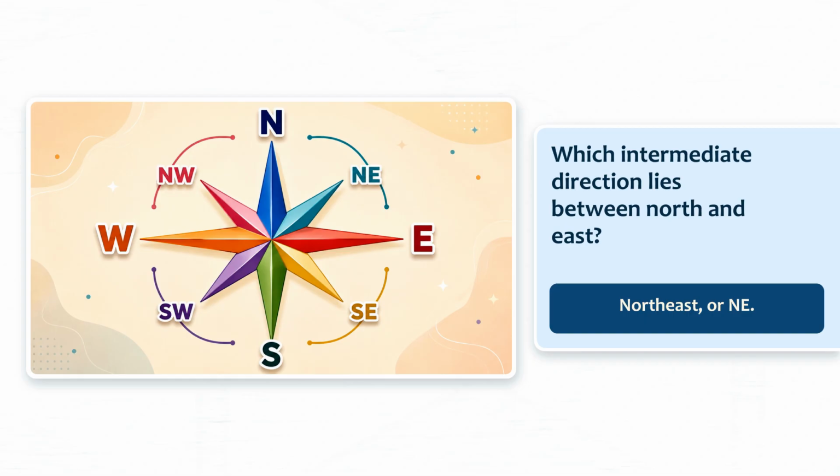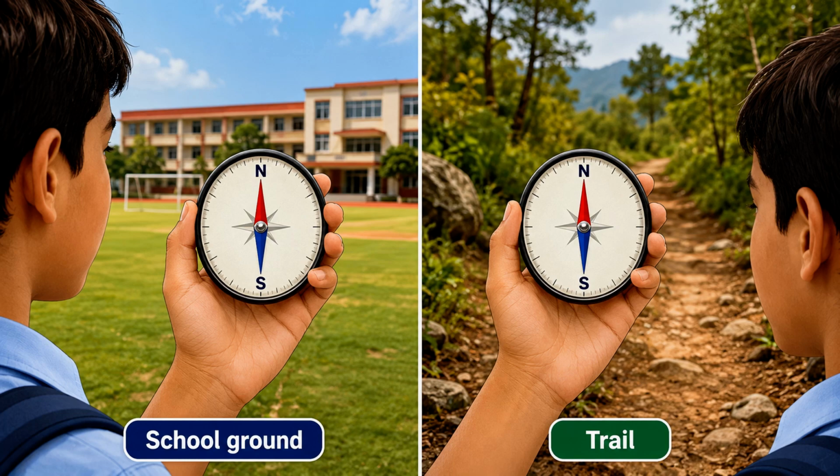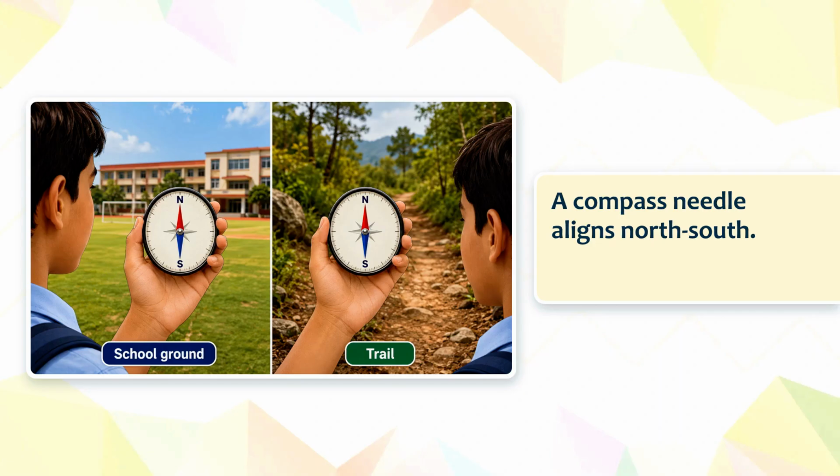Next, we will see how a compass helps us find the north-south line in any place. A compass needle settles along a north-south line, whether you use it in a school ground or on a trail. Once north and south are known, the other directions can be placed around them. The matching needles reveal the useful feature. A compass needle aligns north-south. The same alignment works in different surroundings.